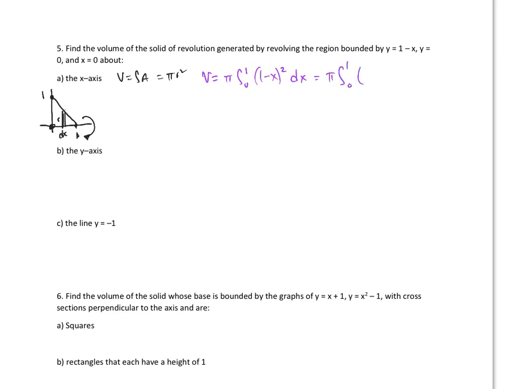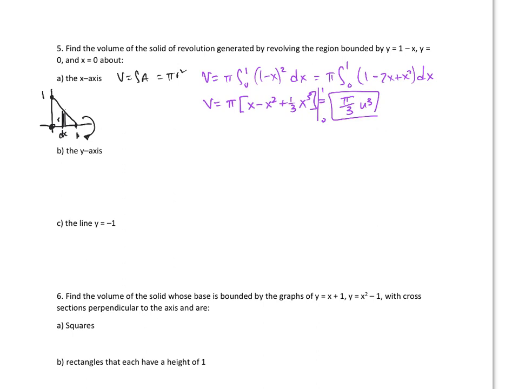You will get, let's go ahead and FOIL this out. You get 1 minus 2x plus x squared dx. Volume, after we integrate this, will be pi times x minus x squared plus 1/3 x cubed. And plug everything in, you will get pi over 3 cubic units. This is on the bounds from 0 to 1, sorry.